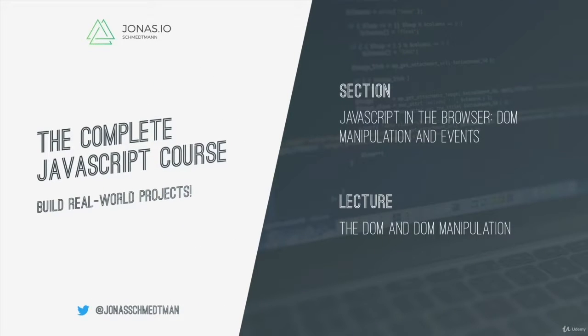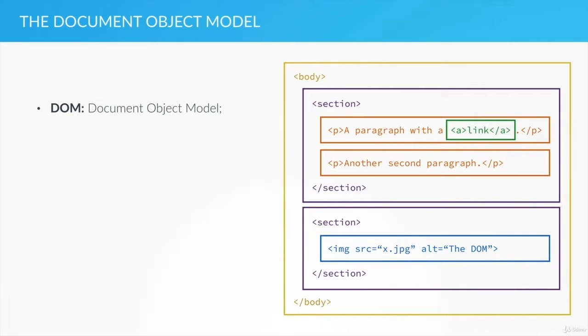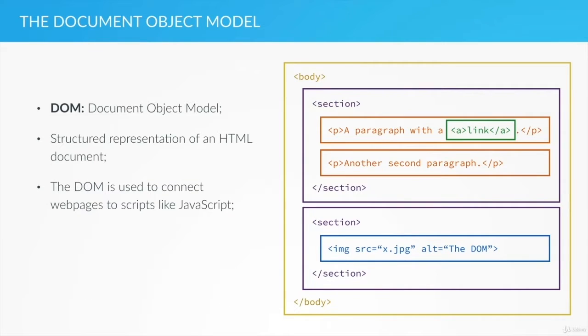So in this section, we are going to make JavaScript interact with a web page for the first time. And the technical term for that is doing DOM manipulation. So in order to do that, we need to first know what the DOM and DOM manipulation actually is. So DOM stands for Document Object Model. Now, the DOM is a structured representation of an HTML document that can be used to connect web pages to scripts or programming languages such as JavaScript.